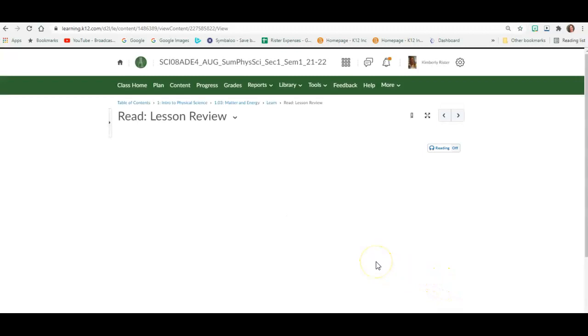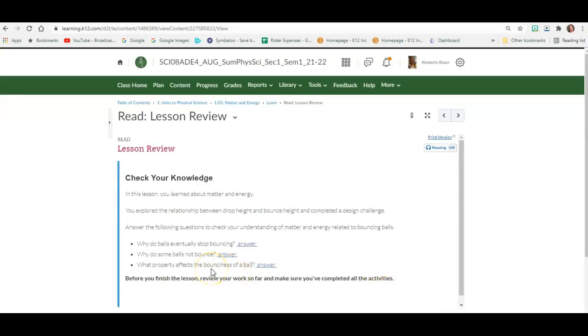All right, so we're at the end of the lesson. Let's take a look at the lesson review. So a couple of these are your guiding question answers. In this lesson, you learned about matter and energy. You explored the relationship between the drop height and the bounce height and completed a design challenge. Answer the following questions to check your understanding of matter and energy related to bouncing balls.